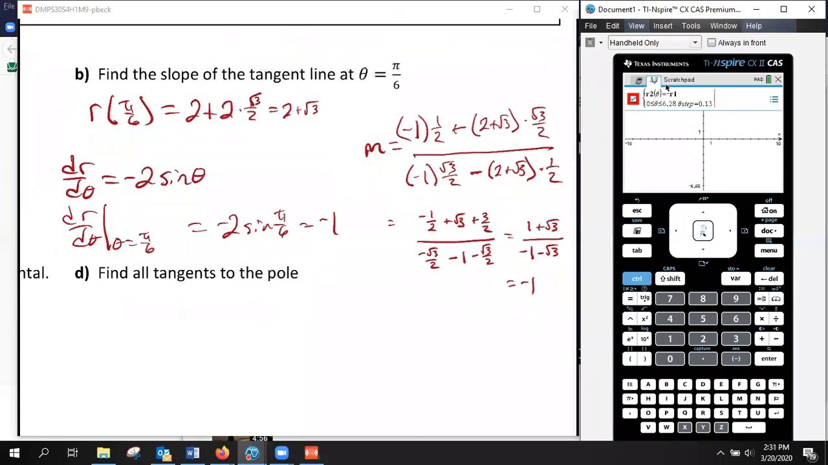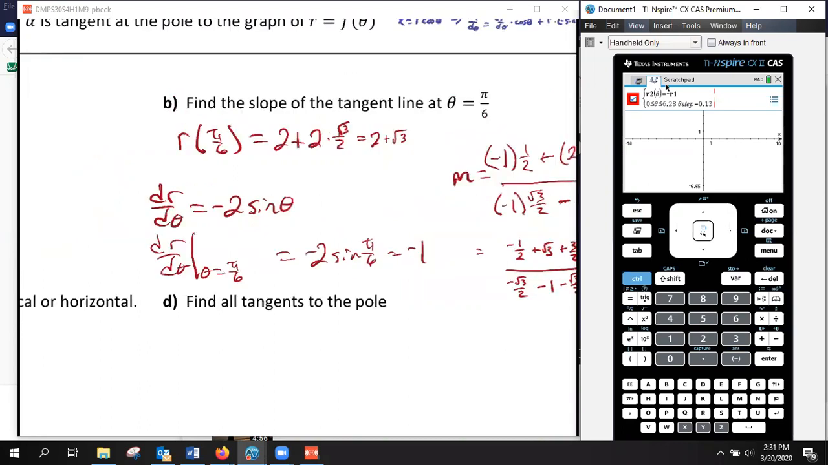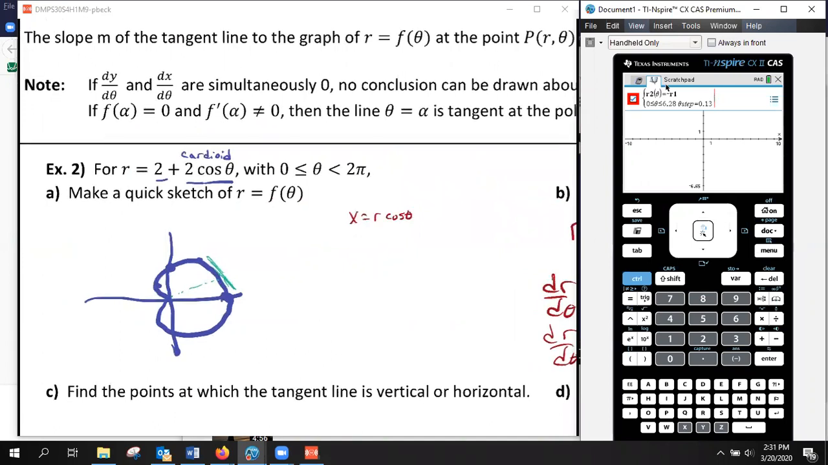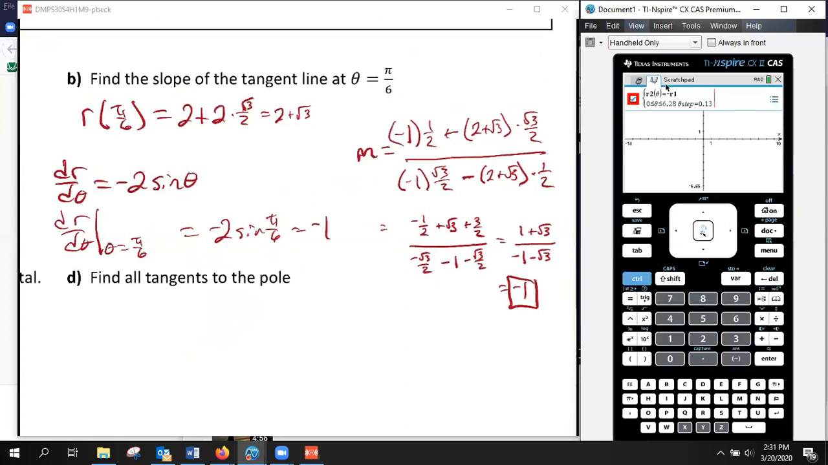Now what I was starting to get into is that if I want to find the equation of that tangent line, my slope is -1. I would go back into saying, okay, if x equals r cosine of theta, I could find the radius at that point, and then I know my theta value, so I can get my x value, I can get my y value, and I can find the equation of the tangent line in Cartesian coordinates. So part B is done.